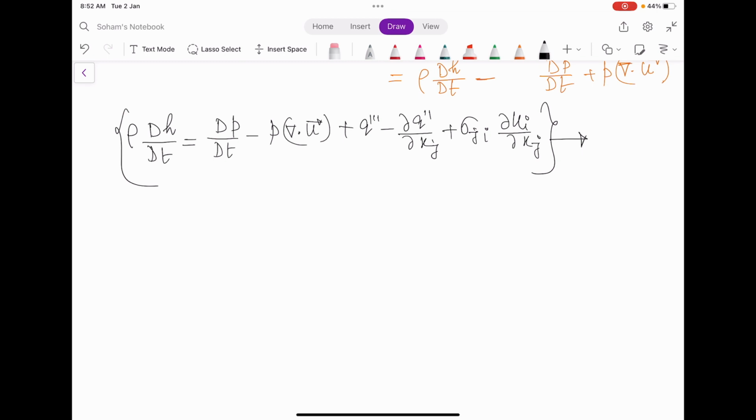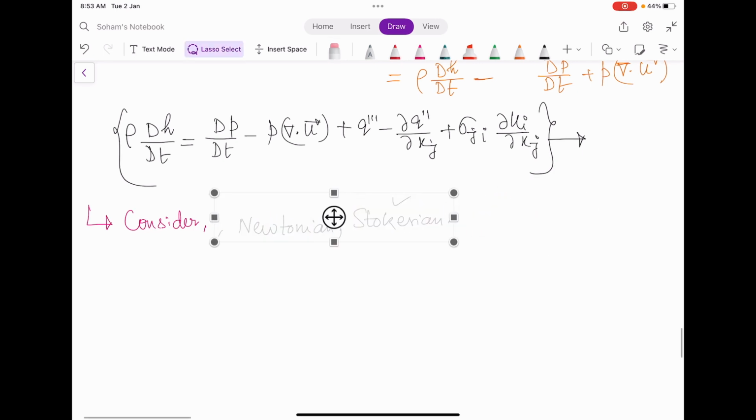Now our objective is to cast it in terms of a known fluid. Which fluid is the simplest fluid for engineering application? The air and water, right? So if I consider water, then let us consider a fluid that is incompressible, Newtonian, Stokesian. Let us not have the term incompressible for now. Let us consider Newtonian, Stokesian.